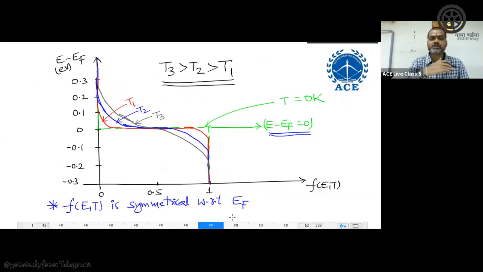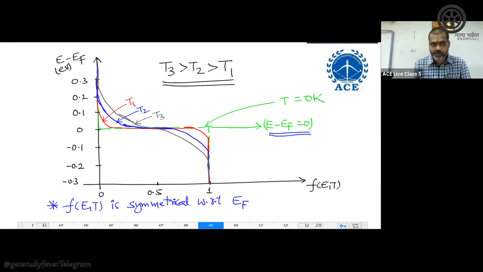As you increase the temperature, what will happen? Some of the electrons can move from the valence band to the conduction band. At absolute zero, we have drawn the green dashed line, corresponding to T equal to 0. As you increase the temperature, this will become slightly more than 0, and here it is slightly less than 1. Like that, we have given this variation of the Fermi function.